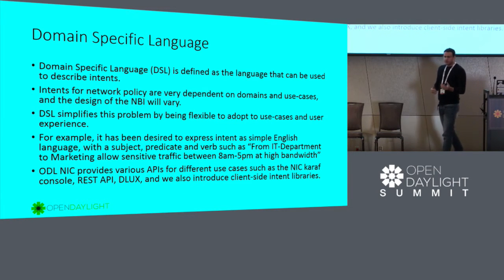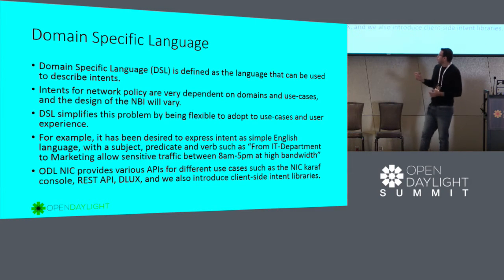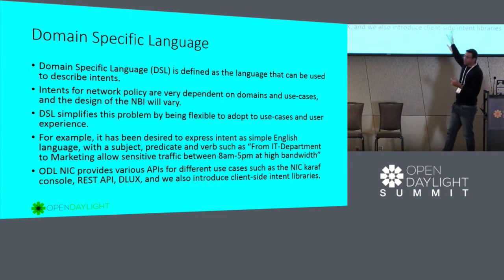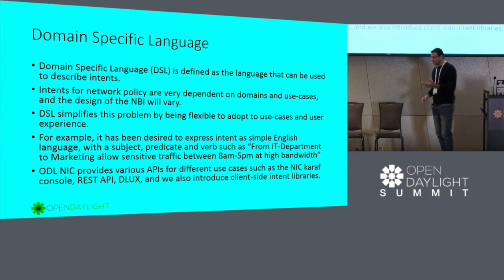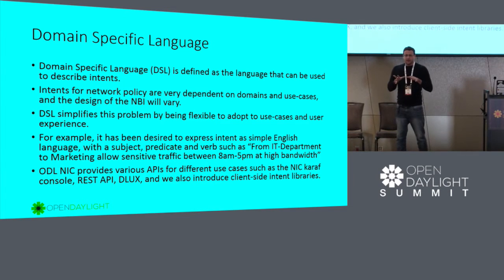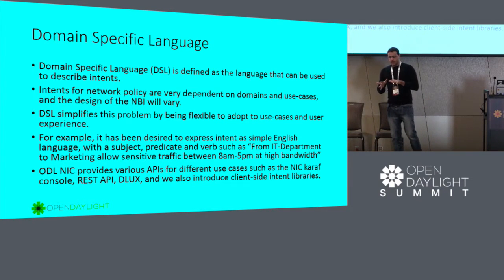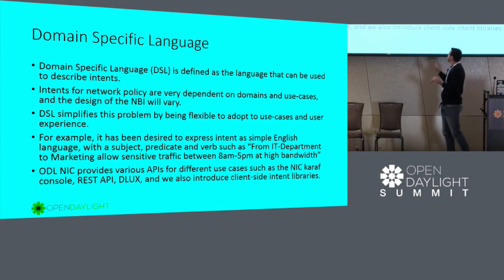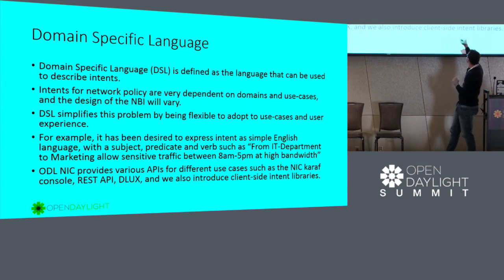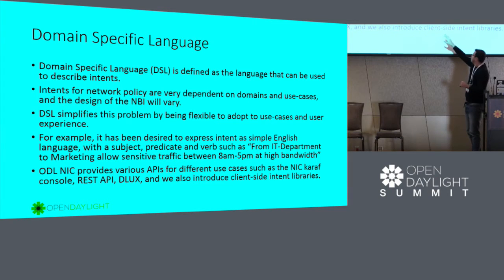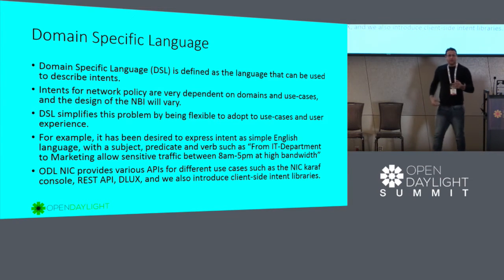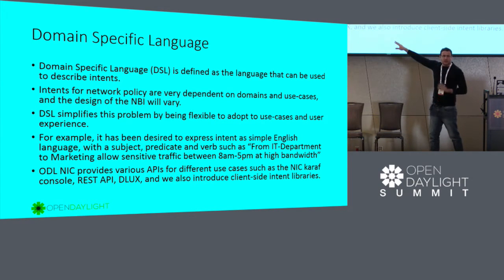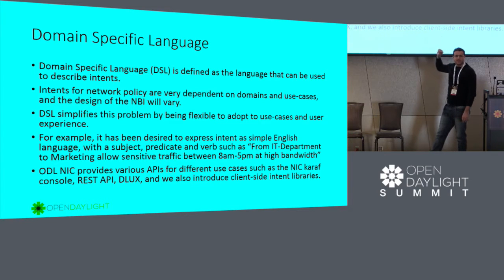Okay, we are using a DSL to describe our intent. When I say intent, I'm talking about simple English language. So in this case, the user will use simple English language to create intents, like this: from IT department to marketing, allow sensitive traffic between 8 a.m. to 5 p.m. at high bandwidth. It means that the user wants to allow traffic between the IT department and marketing. And second, it will apply the QoS for this.